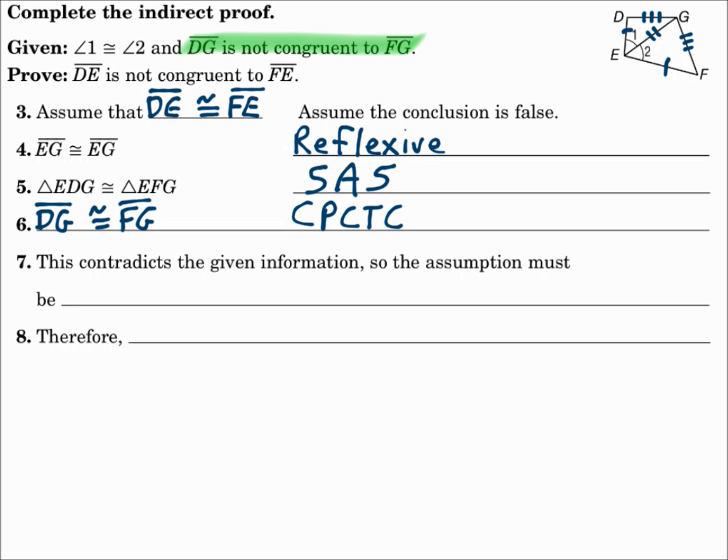However, we're given that segment DG is not congruent to segment FG. So if that's the case, we have a contradiction. Our assumption is impossible. And if our assumption is impossible, then the original must be true. So this contradicts the given information. The assumption must be false. Therefore, segment DE is not congruent to segment FE.